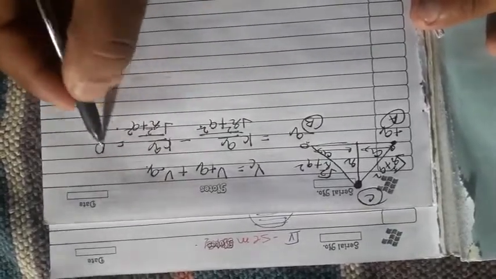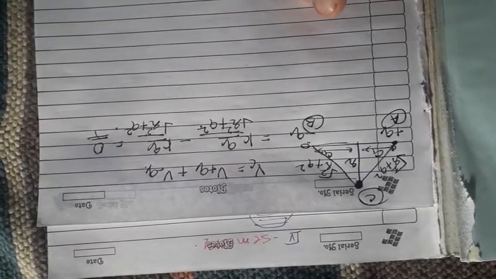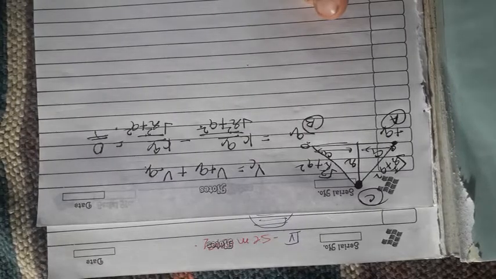If you see, answer will be. It means the potential at this point due to dipole is equal to 0. Clear?